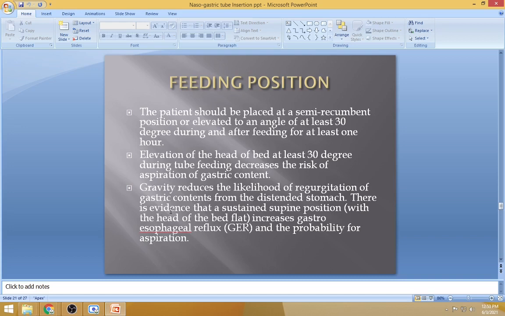Therefore, there is evidence that a sustained supine position with the head of the bed flat increases gastroesophageal reflux and the probability of aspiration. So we need to maintain this. To prevent aspiration, we need to maintain the 30-degree elevation of the bed.